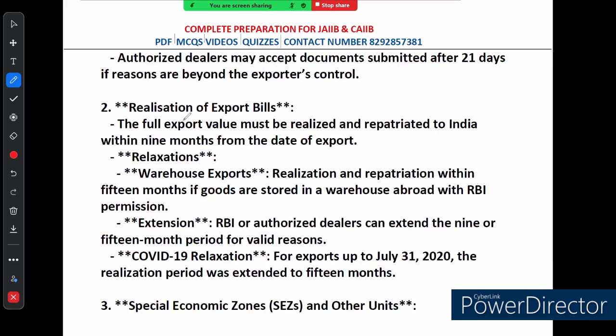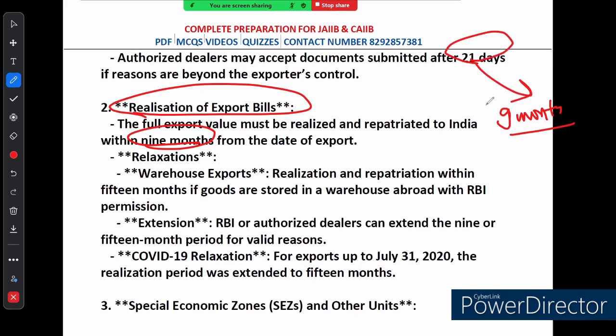Now the next thing we have to discuss is, we have discussed how much time submission takes, and now let's talk about the payment realization. After you export goods, you need to make sure that the full payment is realized and brought back to India within 9 months. So remember this keyword, that is 9 months. Earlier we discussed 21 days and now it is 9 months, okay, 9 months from the date of export. So you have to make sure that the full payment is realized.